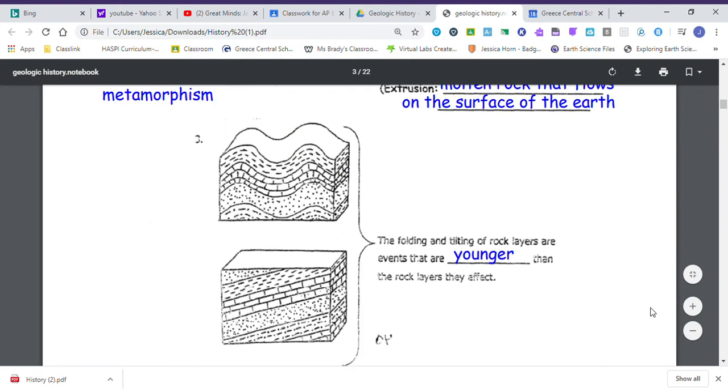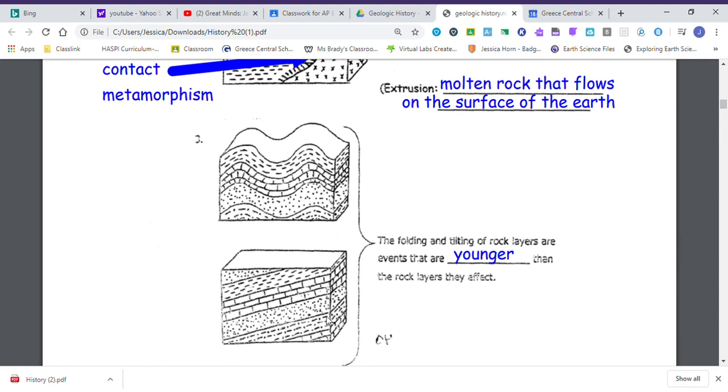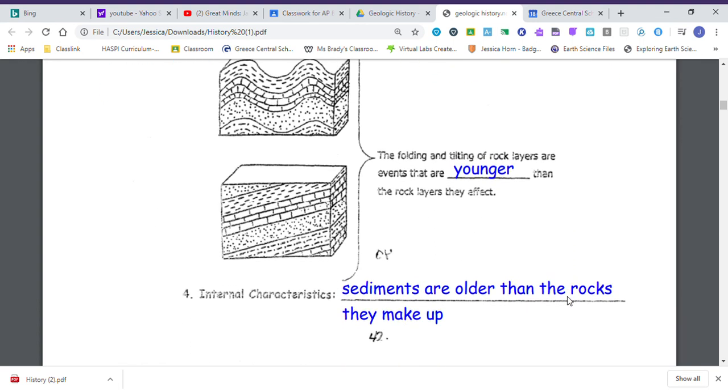And, oh, this picture is showing different things that might happen to the rock layers. So this one might fold and have waves, which means that the folding or tilting, which is in this picture here, the layers of rock were already there. So the layers formed first, and then it folded. Then it tilted. Okay, so the tilting and the folding, that is the youngest. That is the youngest event that occurred.